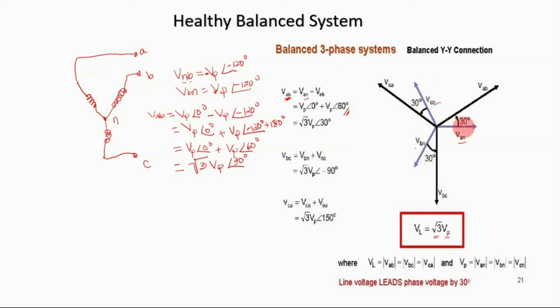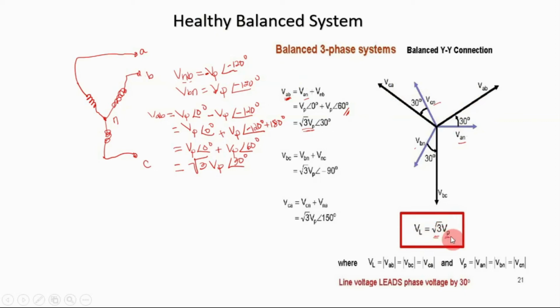So if you make V_AN the reference at 0, that will be 30 degrees here for V_AB. To be able to get the square root of 3 here, you can use the cosine law. We have here actually a triangle with the 30 degree angle, and these are the things that you should know to have a healthy balanced system. So this is the relationship of the line voltage to the phase voltage.